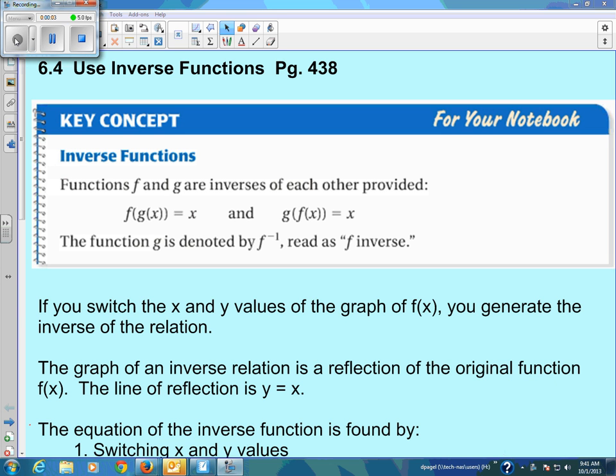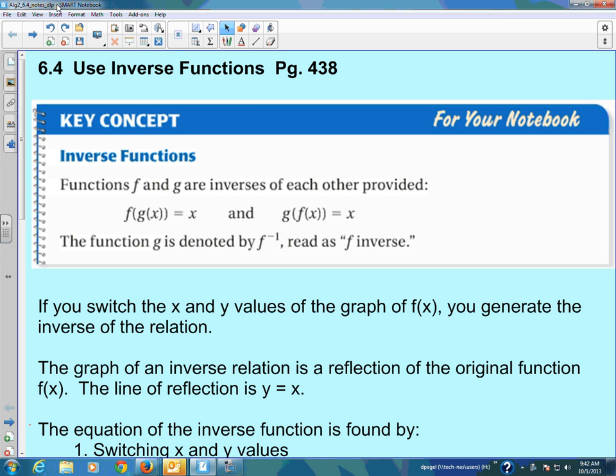Welcome to section 6.4, using inverse functions. Up until this point, we've been working with simplifying radicals and exponential properties. We've been talking about how you do operations on functions, and we introduced the concept of a composite function yesterday. So now we get to this idea of an inverse function. Inverse functions are functions that undo one another.